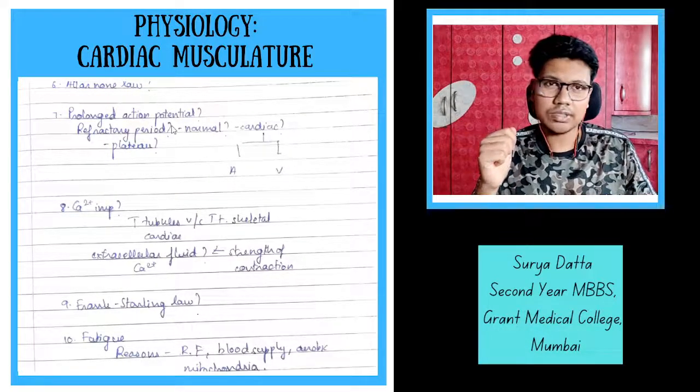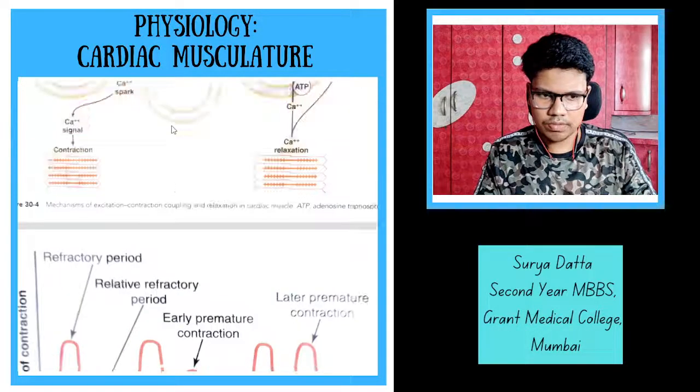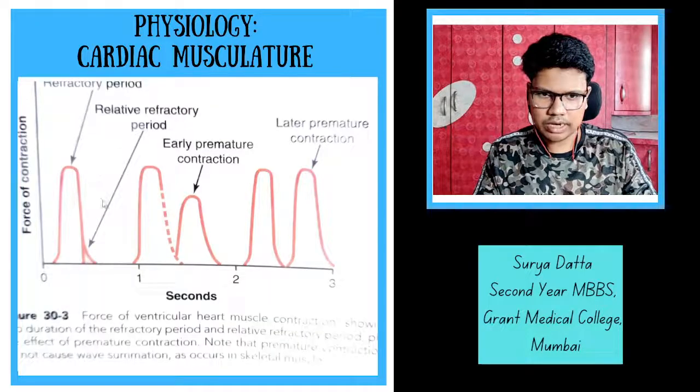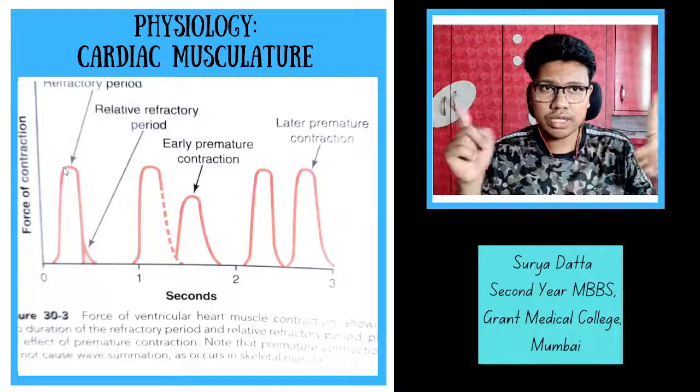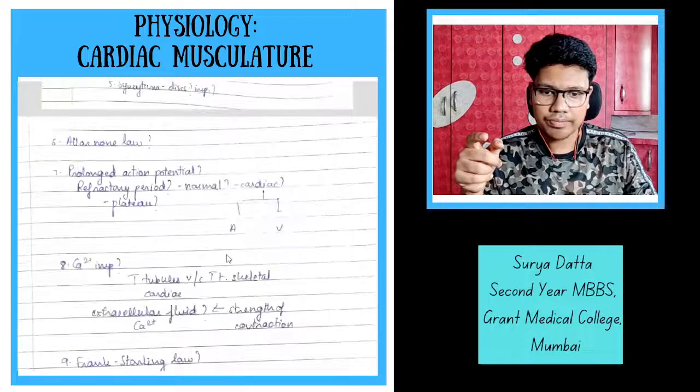Now, prolonged action potential. I think I can show you a diagram actually for this one. See this diagram right here. Okay, this is like the action potential curve. Well, not exactly action potential. This is force of contraction. But I can somehow relate the action potential with this because action potential is pretty simple. It's just like your normal curve, but the plateau phase is elongated, right? So you can kind of imagine this is how the contraction is taking place of the heart while I'm talking about the action potential, right?